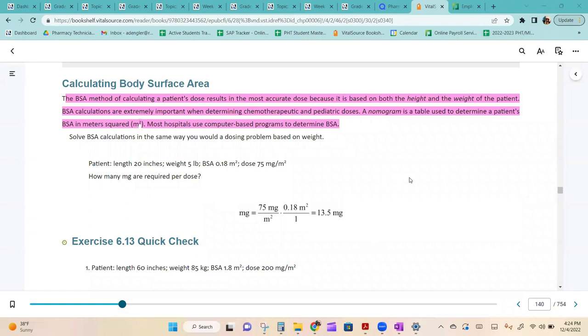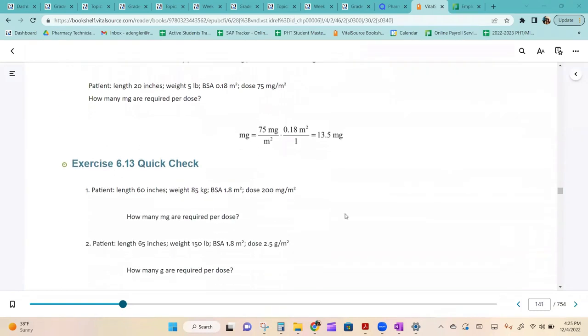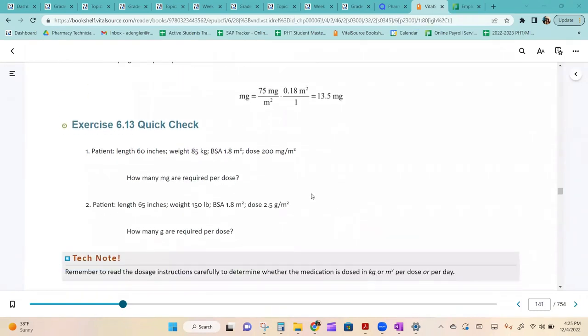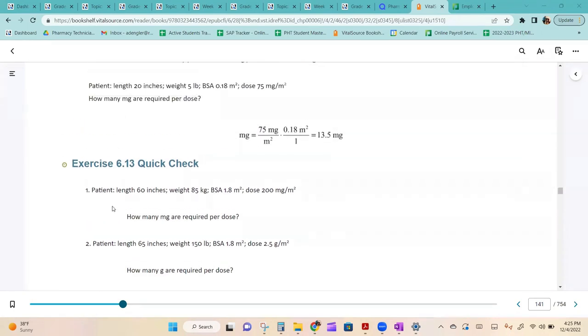All right, so calculating body surface area. It says solve BSA calculations in the same way you would a dosing problem based on weight. And again, they have this example here in dimensional analysis, which we will not use. But again, if you can get the right answer and that makes sense to you, great. We're actually going to do the first one on the quick check 6.13.